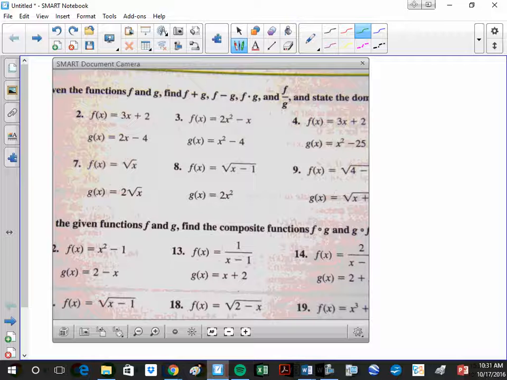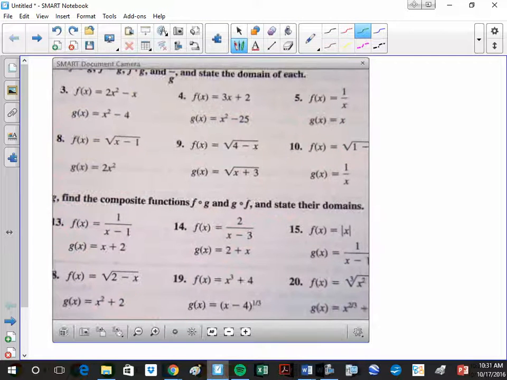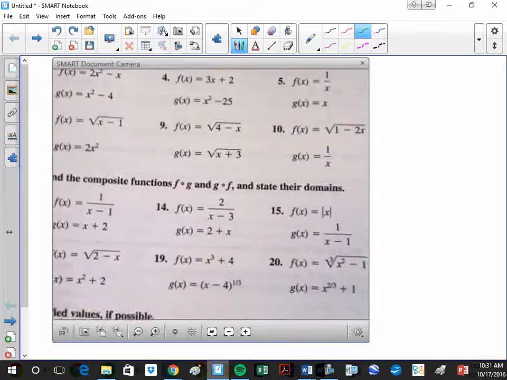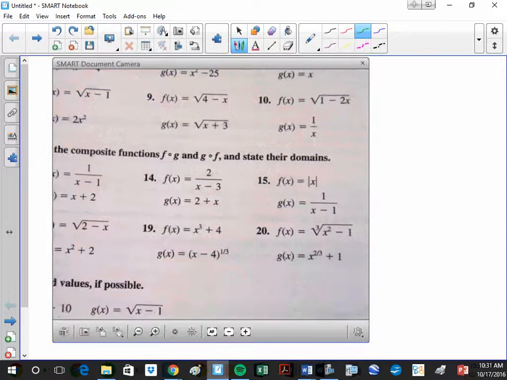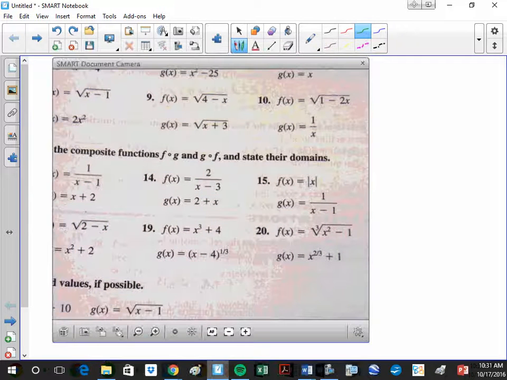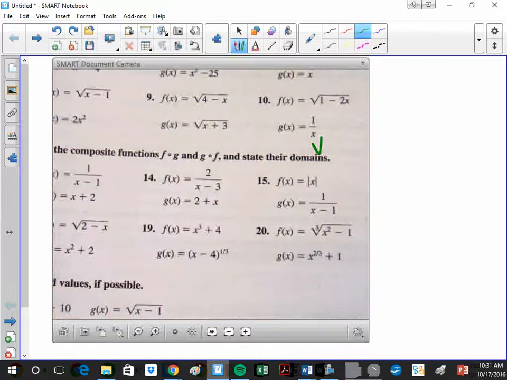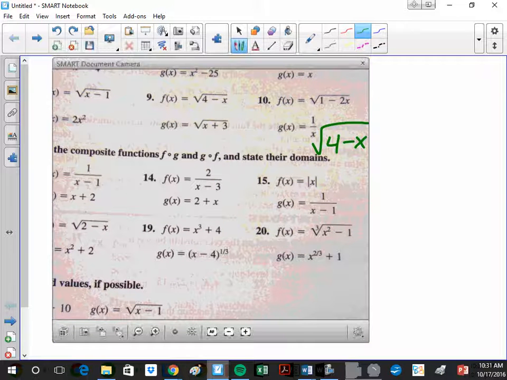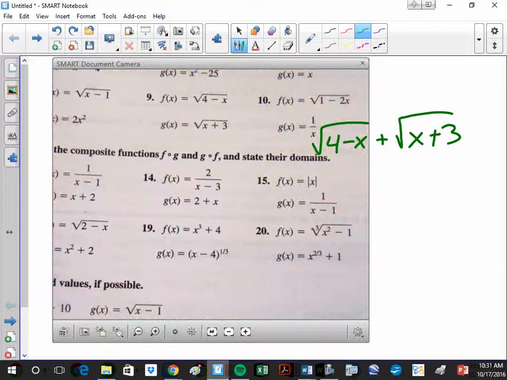Okay, now I want to do one that is in your set, just because sometimes Cynthia tries to be smarter than the rest of us. Number 9. So number 9, the first function, the addition function, is the square root of 4 minus x plus the square root of x plus 3.